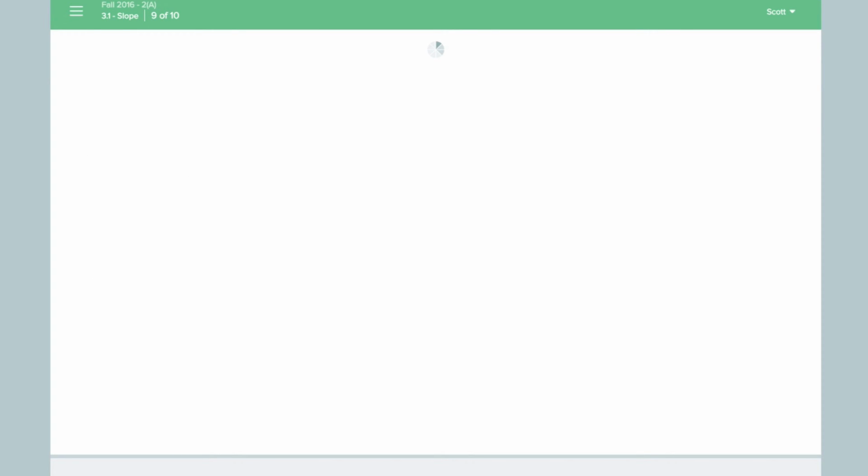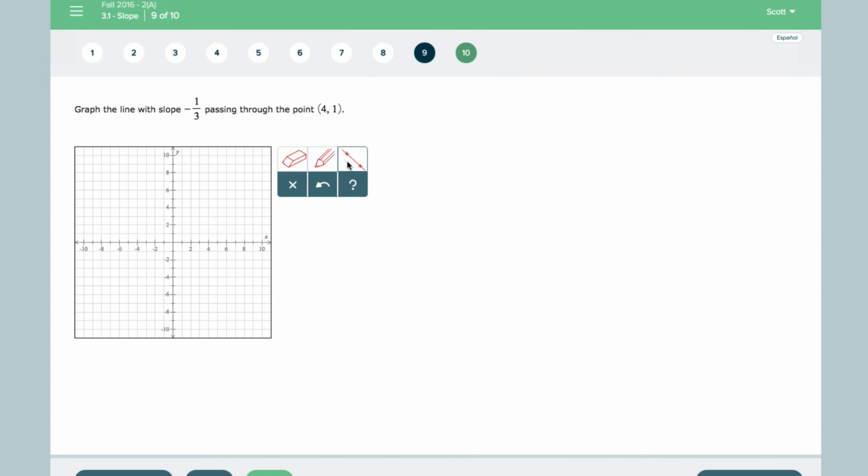Number 9 is going to be exactly the same. Okay, rise over run. So we have the point 4, 1. So we're going to go over to 4 up to 1. And that's our first point. And the slope is negative 1 over 3. So down 1 over 1, 2, 3. Just like that.